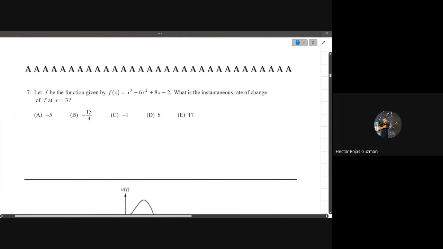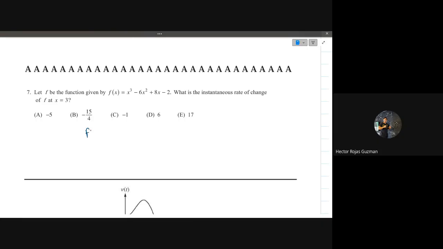f is the function given by f of x. What is the instantaneous rate of change of f at x equals 3? Oh, simple. We just got to take a derivative. So this is 3x squared minus 12x plus 8. Now we're going to plug in our value, 3, which is 3 times 9, 27, minus 36 plus 8, which is negative 9, plus 8, negative 1.